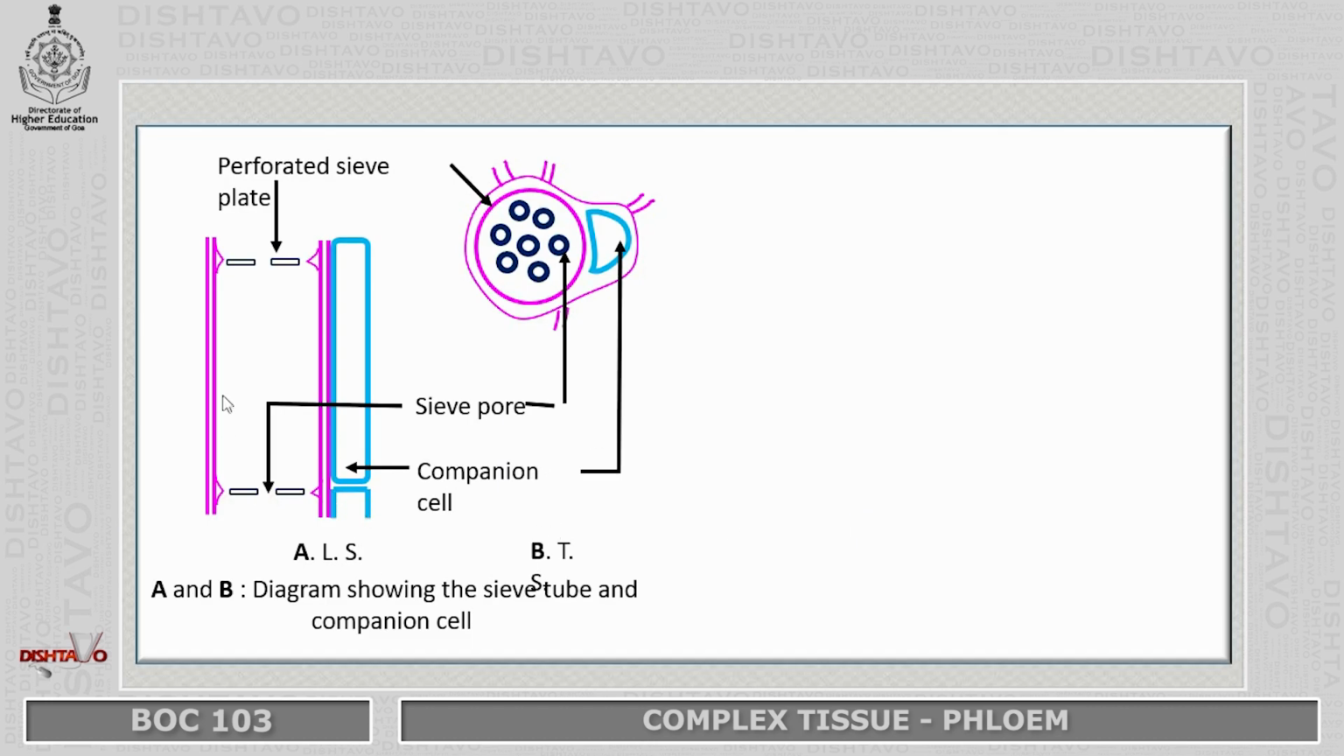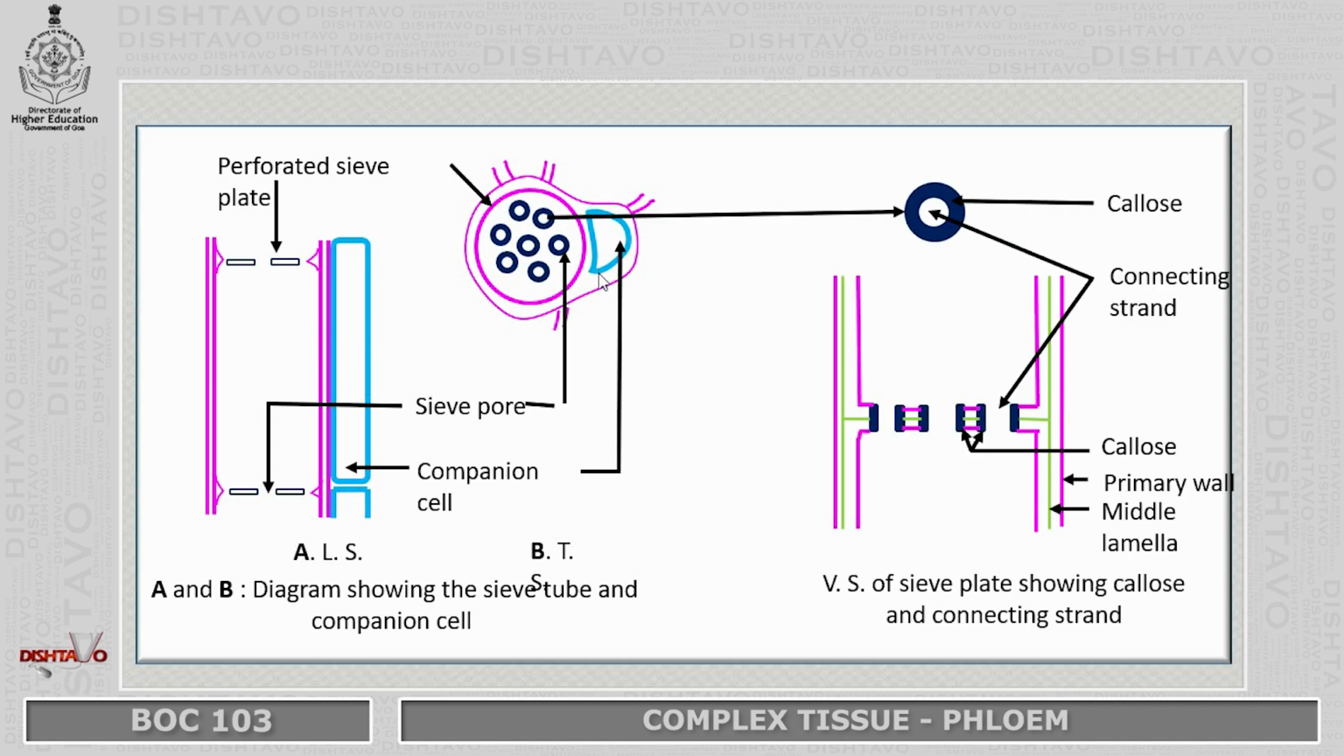Here you can see the sieve tube element with the companion cell and the sieve plates. Each sieve plate has sieve pores. When you study it in detail, this is the end wall showing two primary walls of two different cells, and you will also see the middle lamella. These two cells are interconnected by the connecting strand, which is encapsulated by a layer of callus, and you will see the pores in these areas.